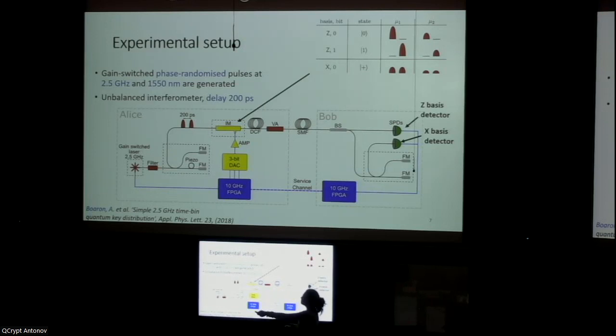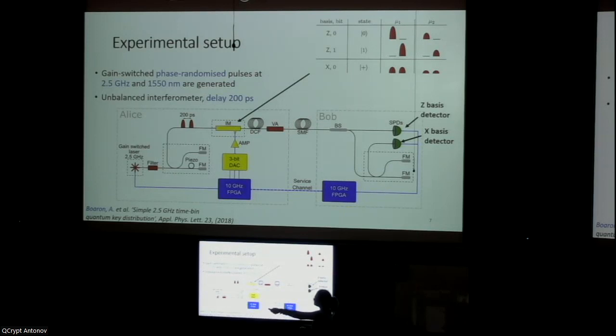Bob's. So Bob consists of a passive beam splitter, where part of the light will go to the Z basis detector. So here, the detections will be relatively straightforward as a time of arrival, and we would associate the detection to either the early or the late time bin, and then to the bit 0 or 1. So here we will get our raw key.